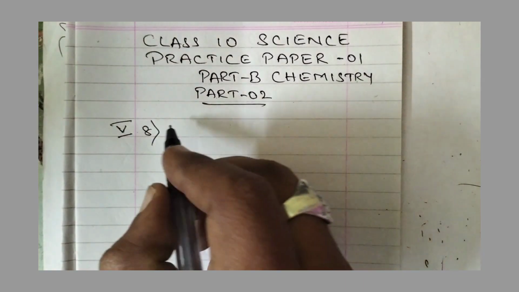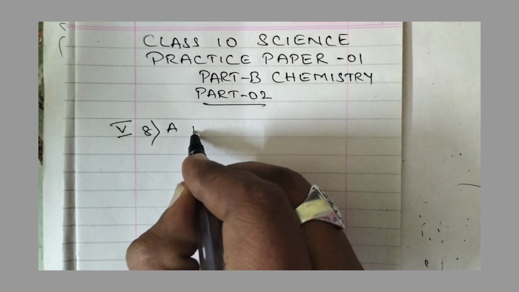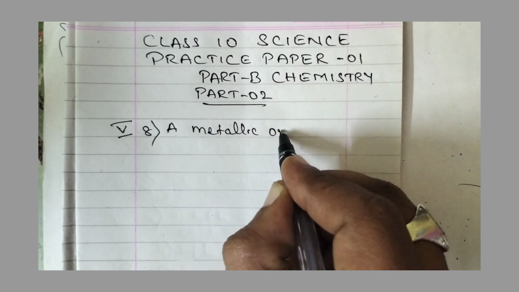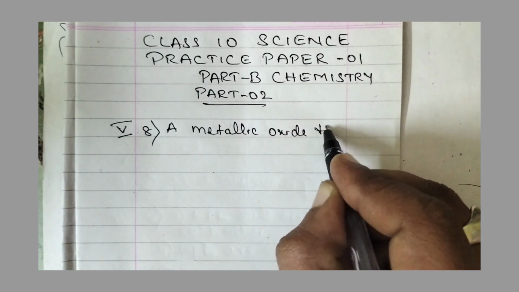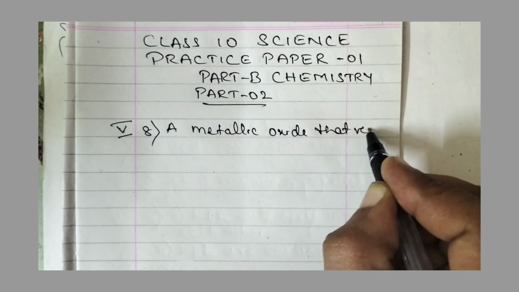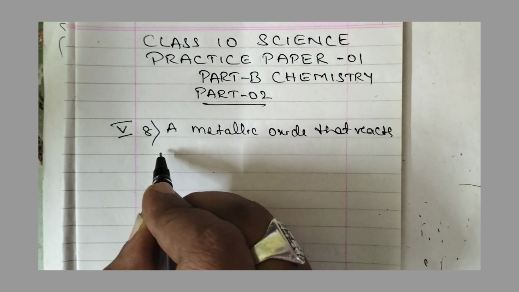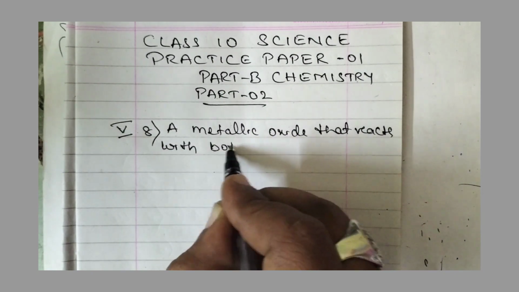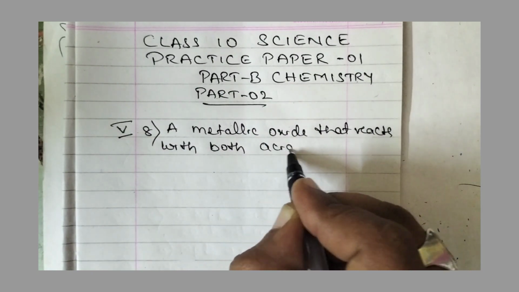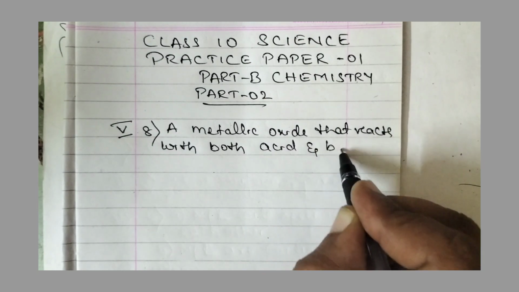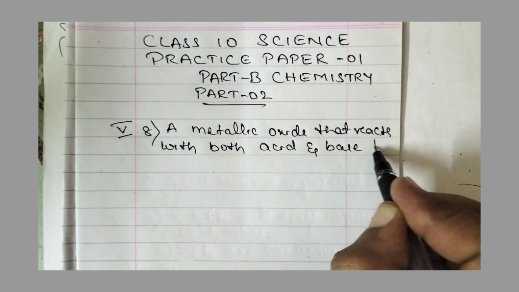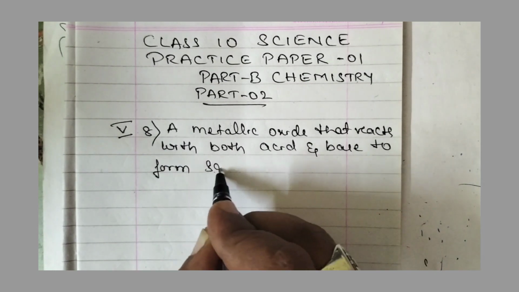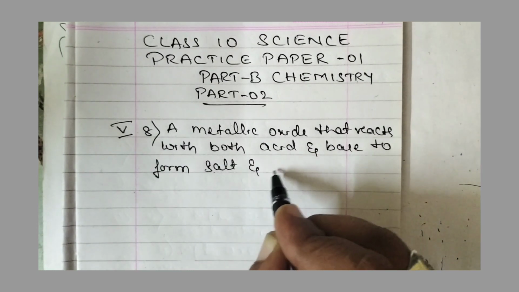So what are amphoteric oxides? A metallic oxide that reacts with both acid and base to form salt and water.